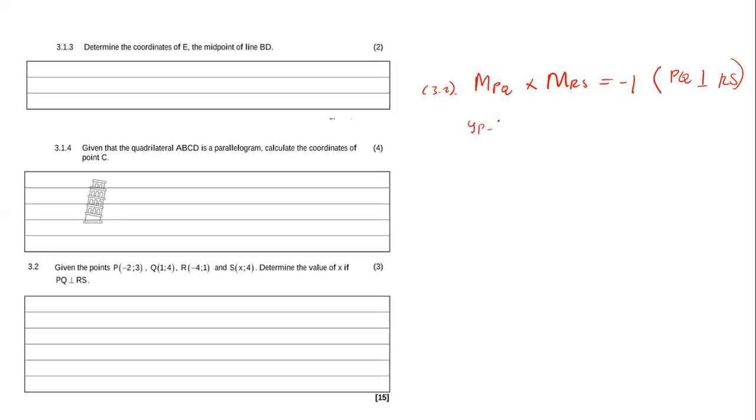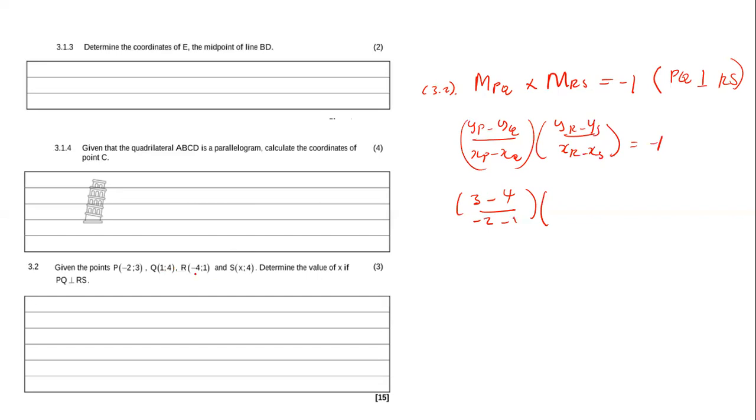We say Y of P minus Y of Q divided by X of P minus X of Q, multiplied by the gradient of RS: Y of R minus Y of S divided by X of R minus X of S, equals negative 1. So what is Y of P? We go there. Where is P? There it is. Y is equal to 3. We substitute that. Y of Q is 4. We substitute 4 over here. X of P is negative 2. We substitute negative 2 over here. X of Q is positive 1. We substitute 1 there.